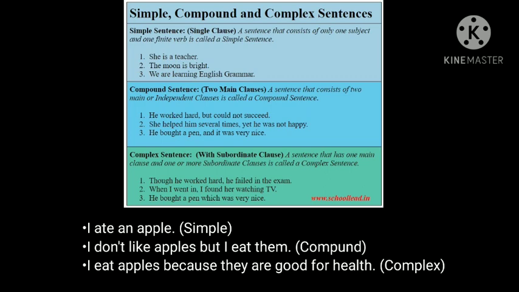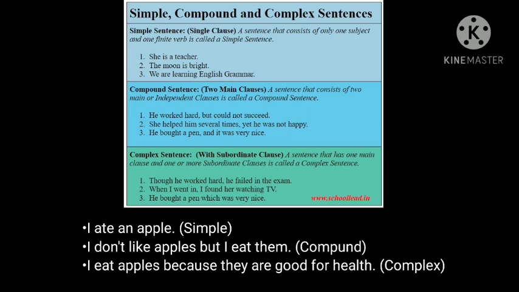For example, I ate an apple. So here you can see that I ate an apple expresses a single idea with subject I, finite verb ate, and predicate ate an apple. And also, it does not depend on any other word, phrase, or clause to convey its meaning. So, it is an independent clause which forms a simple sentence.